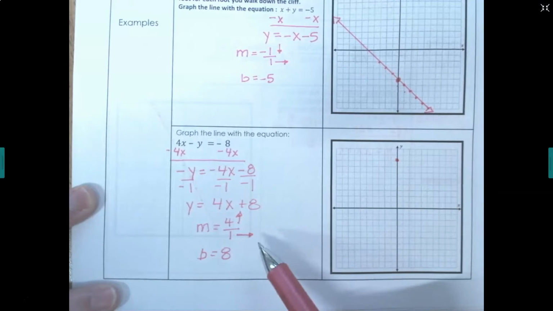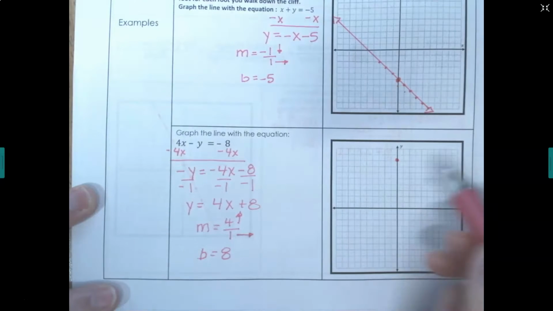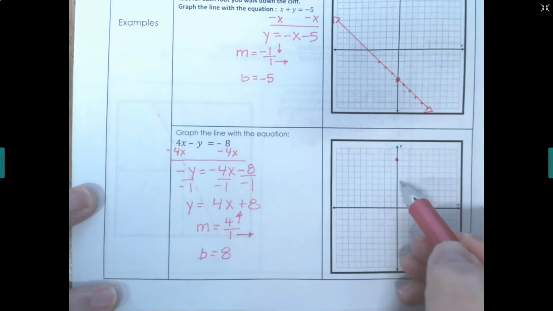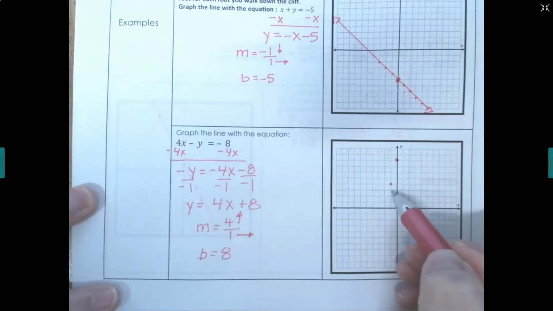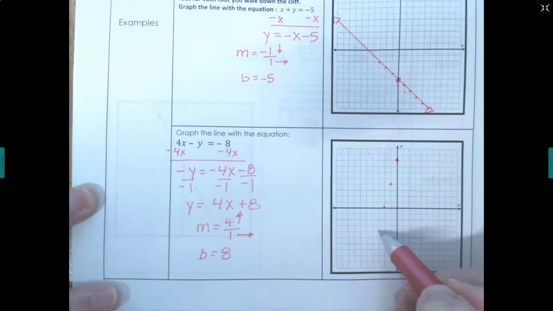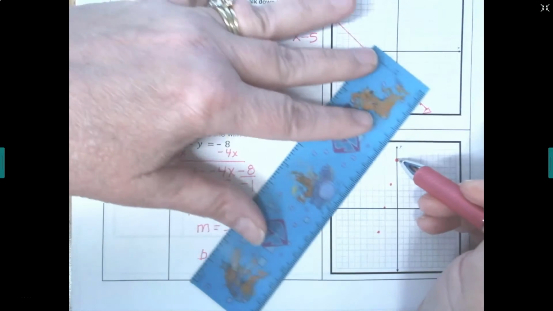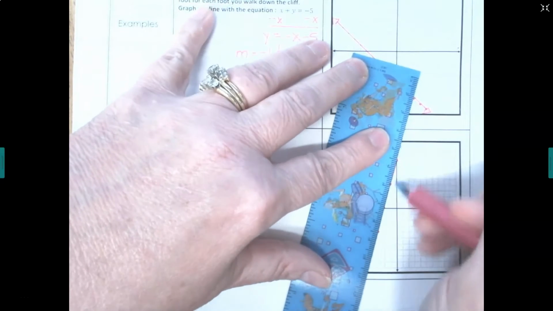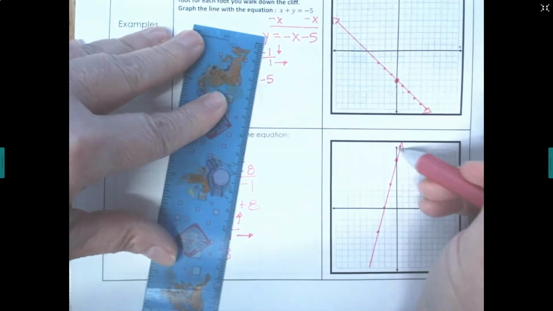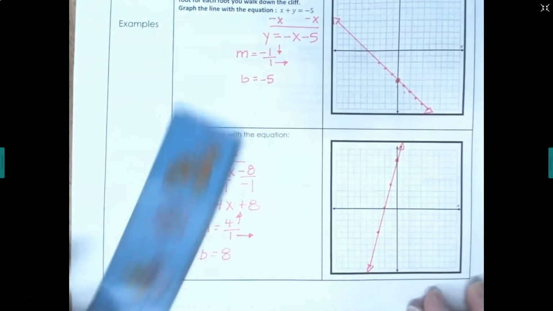However, remember we can always count opposite. We did it on all the other ones. So instead of up and right, we're going to count down and left. So down 4, 1, 2, 3, 4, right 1. Down 4, right 1. Once you have enough points that you feel comfortable making the line, we're going to connect these together. And we're going to put arrows on the end because that line does not stop.